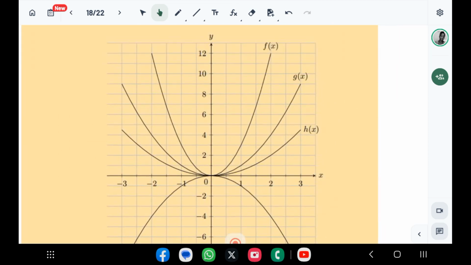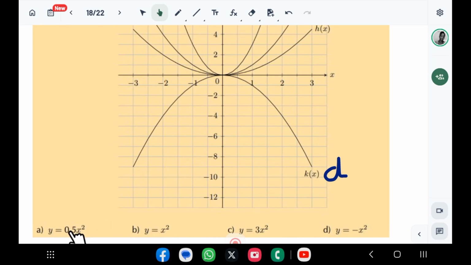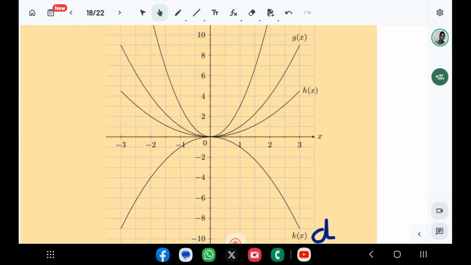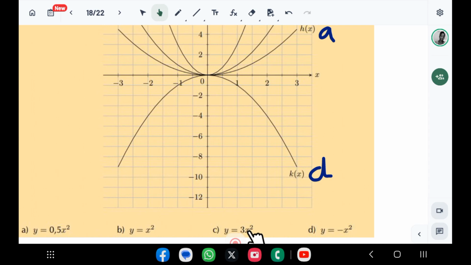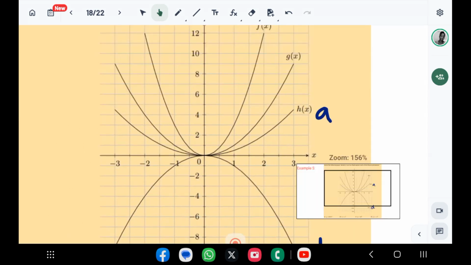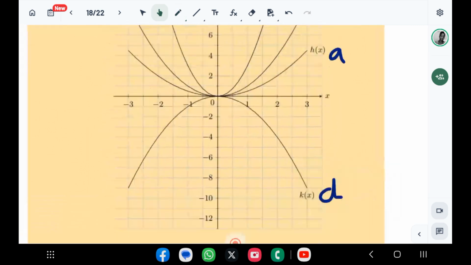So let's start with the one with the widest shape. That's the one with the smallest a, which is 0.5x², so h(x) corresponds with A. The one with the thinnest shape corresponds with the biggest a, so that is y equals 3x², which corresponds with C. And then the last one corresponds with B, which is y equals x². And that's how you figure out which equation belongs to which graph.